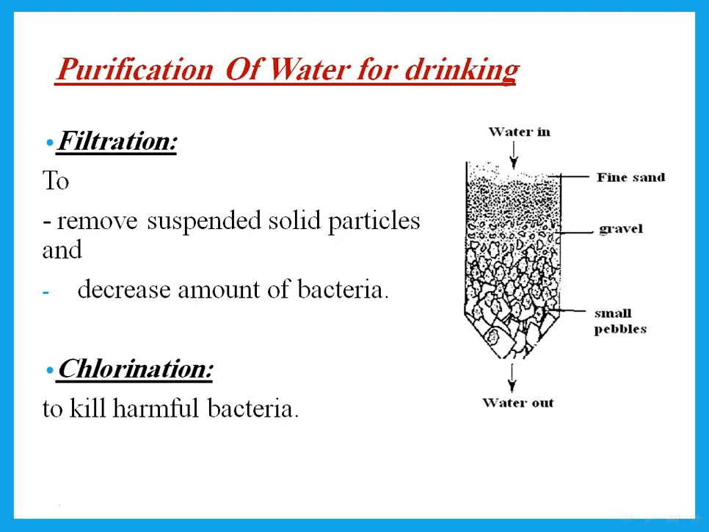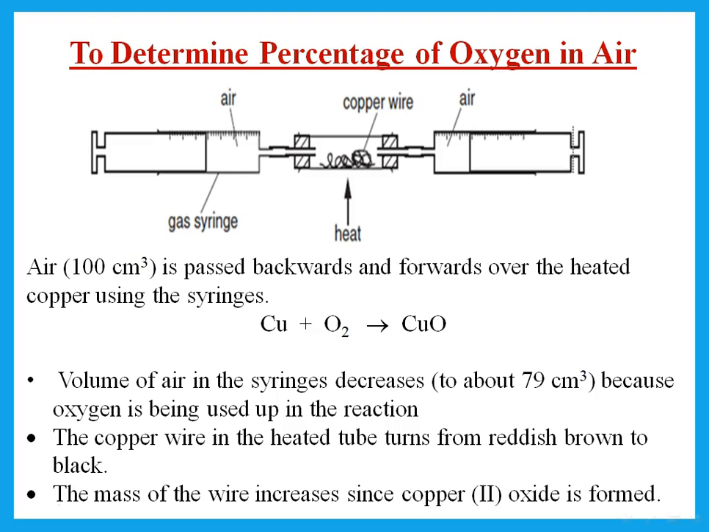How do we purify water? We go through two steps: filtration to remove suspended solids, and chlorination to kill harmful bacteria. We could have an experiment to determine the percentage of oxygen in air.